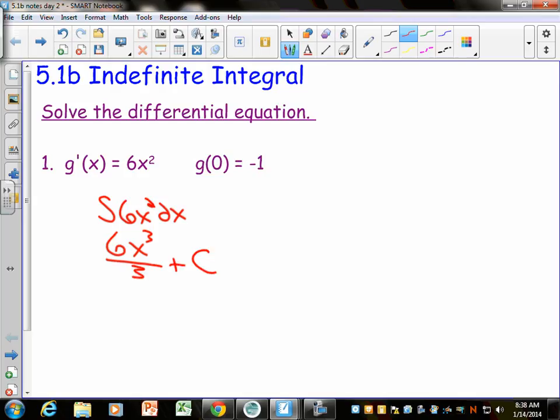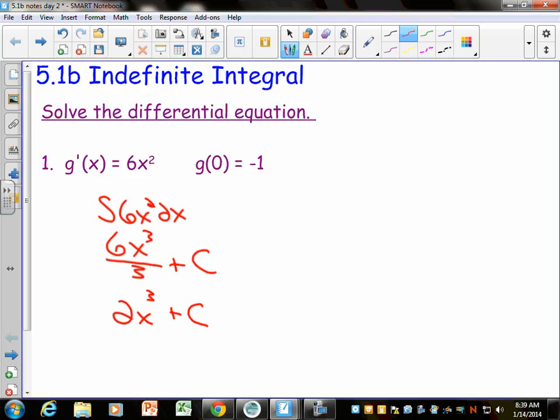Three plus C. Wait, it's still six. Well, we can simplify it, right? Because you kind of just leave the six alone, just like we do with derivatives. You leave the six alone, you do the power rule, and then we could simplify this to be 2x to the third plus c.